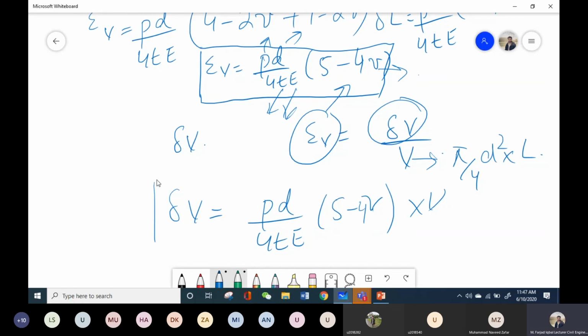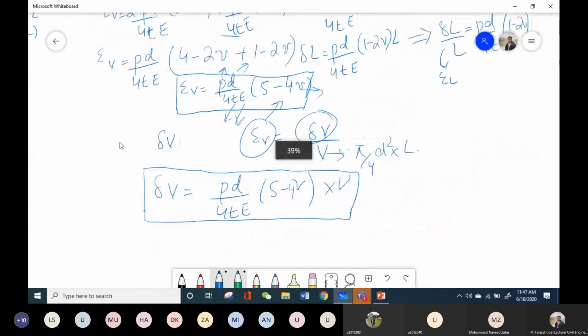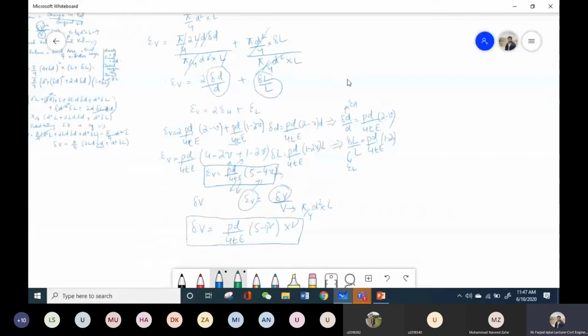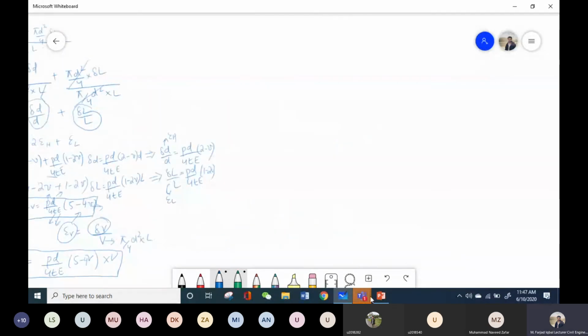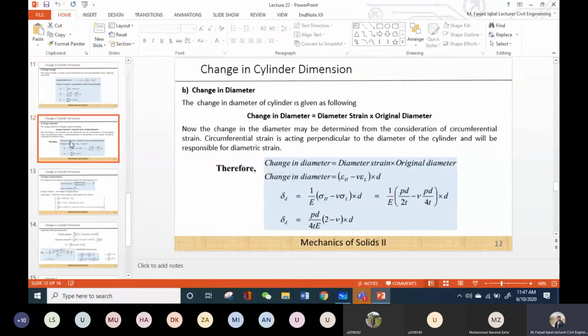So any confusion about this derivation? Or any question about this one? So if there isn't any, we can solve one example just to see how these things work.